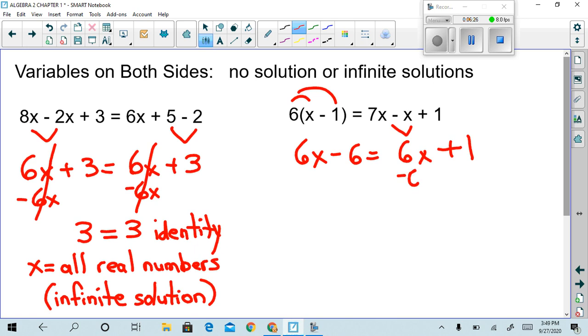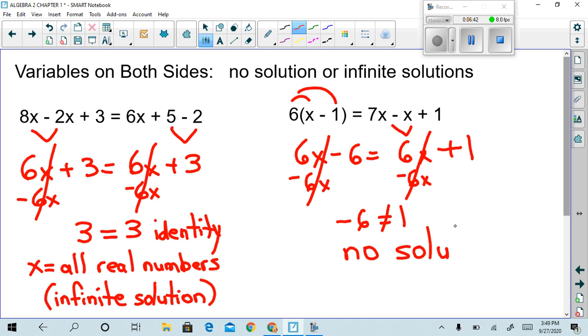I am going to subtract 6x on both sides. It cancels on the left and cancels on the right. This time I'm left with 6 is equal to 1, which is not true. So this is a case where there is no solution because there is no value for x that can be substituted in that will ever make that true.